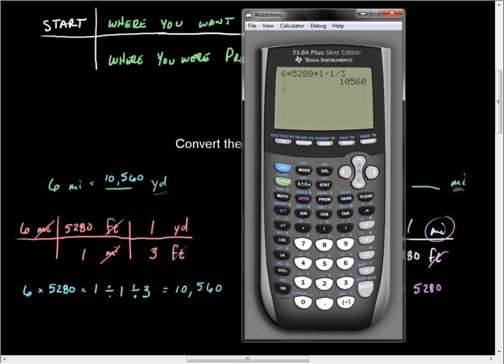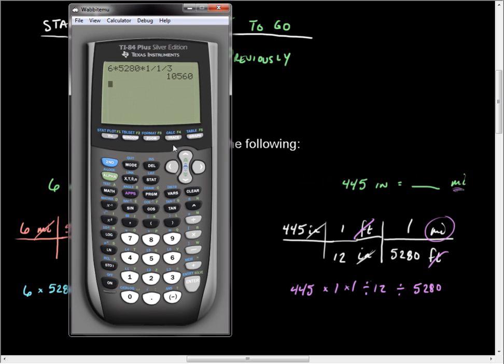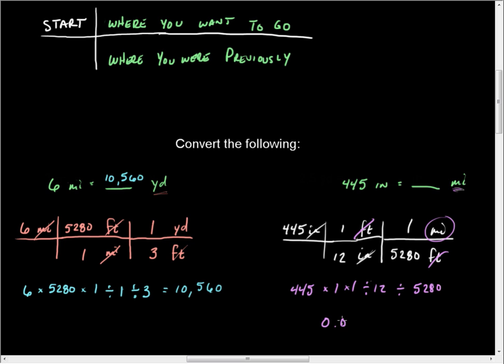And so if I bring up my handy dandy calculator again, clear that out so I'm not distracted. 445 times 1 times 1 divided by 12 divided by 5,280 equals 0.0070. I can just go ahead and say it's about that. And that's pretty close. So we'll go ahead and put that down as our answer.